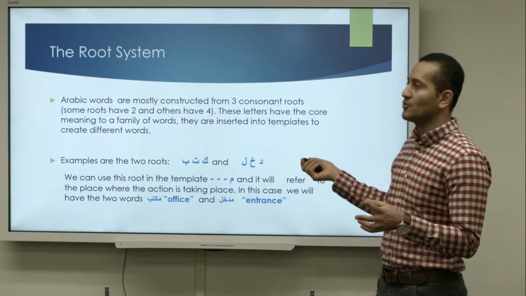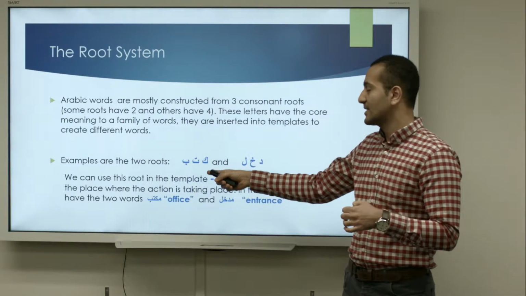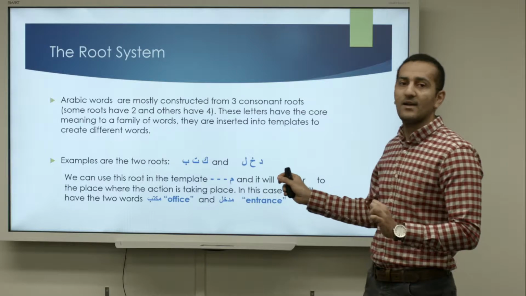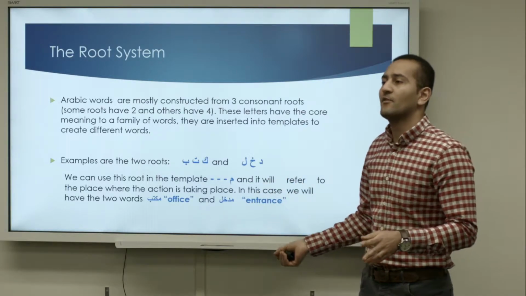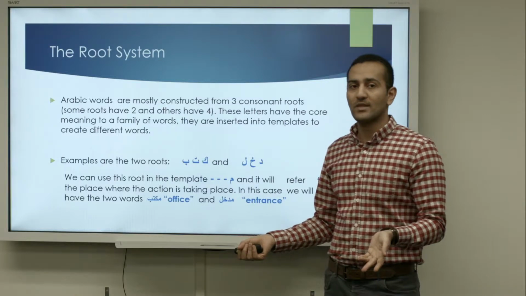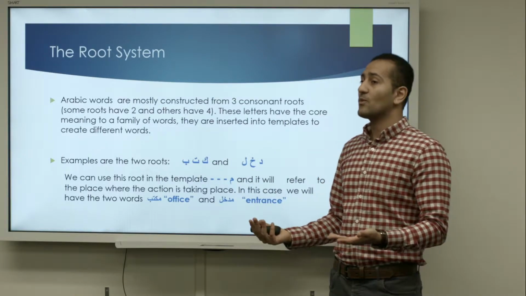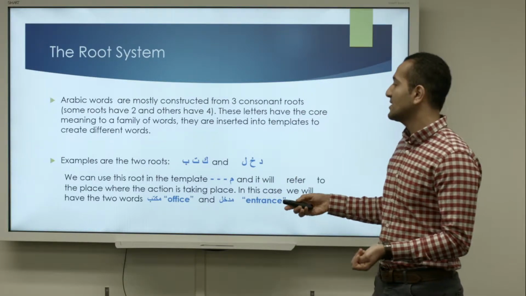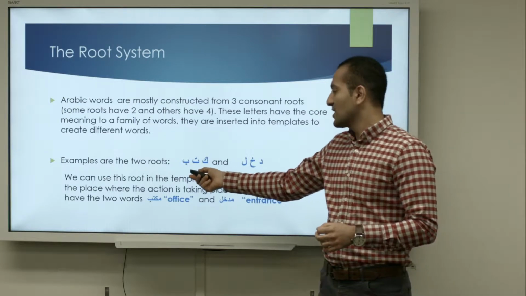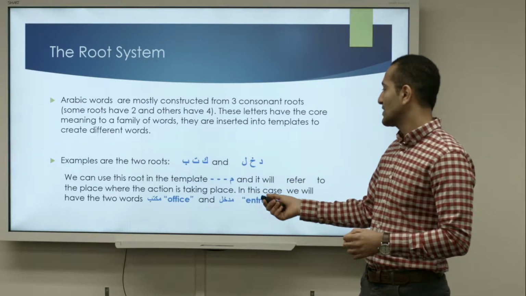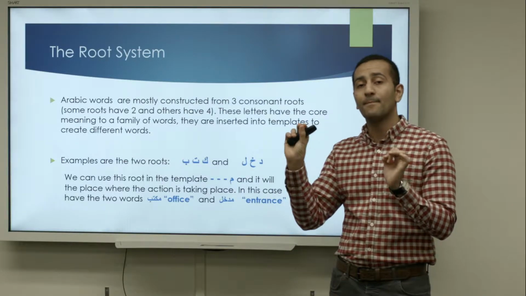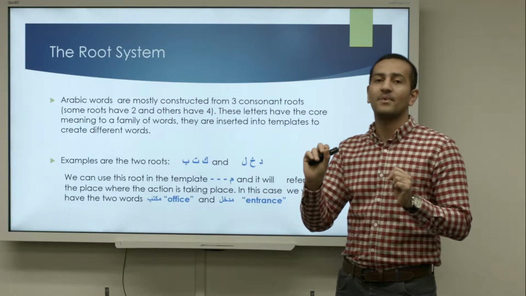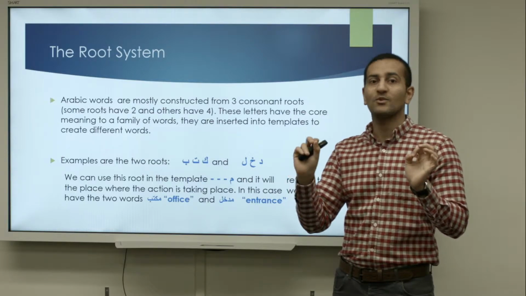Examples are the 2 roots, like the 3 consonants ka, ta, ba, and another da, kha, la. You can refer to kataba. I'm sure you already know it. Kataba, he wrote, which we can add to a template and create a word like kitab, book. So we can use this root in a template. We start with ma, and then we add the 3 consonants we have, so it will be maktab.